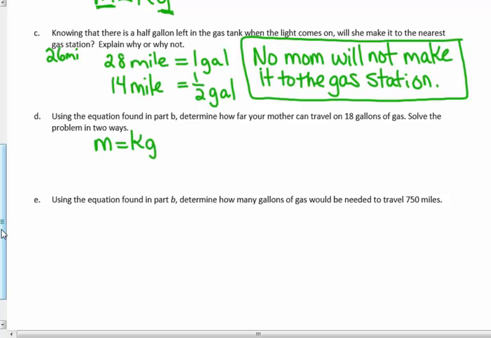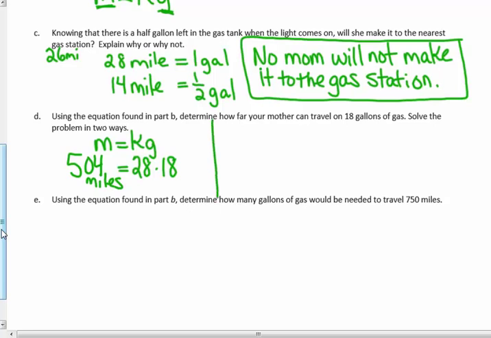Okay, I'm going to solve for miles first. How far can your mother travel on 18 gallons of gas? Well, if I take my constant of 28 miles per gallon times my now 18 gallons in the tank, 28 times 18, I'm going to get 504 miles. That's one way, using the equation in Part B.